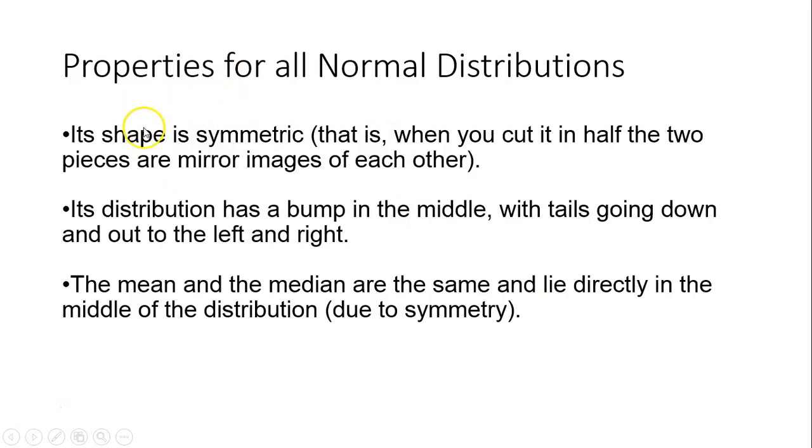So what are some properties of a normal? Its shape is symmetric. That is, when you cut it in half, the two pieces are mirror images of each other. So now we're continuing with properties of normal distributions, the properties of the whole family. Its shape is symmetric. Its distribution has a bump in the middle with tails going down the left and right. So the middle has the highest probabilities. The mean and the median are the same and lie directly in the middle of the distribution.